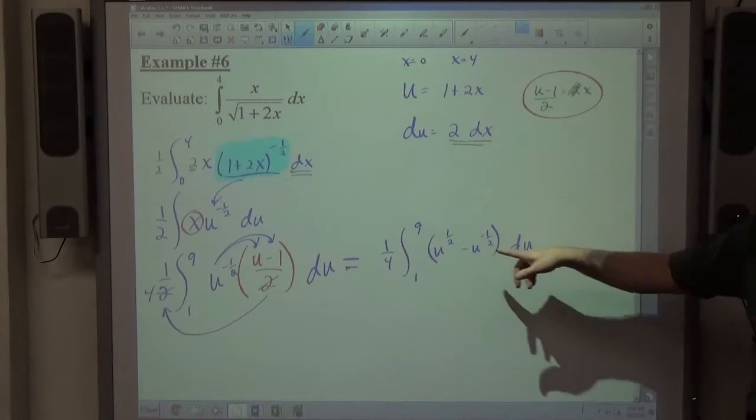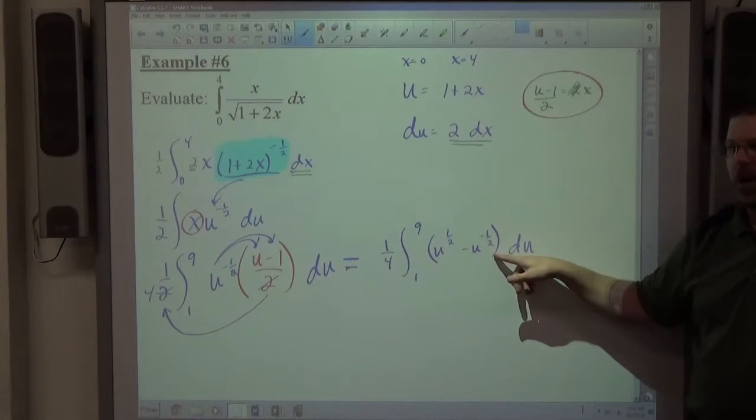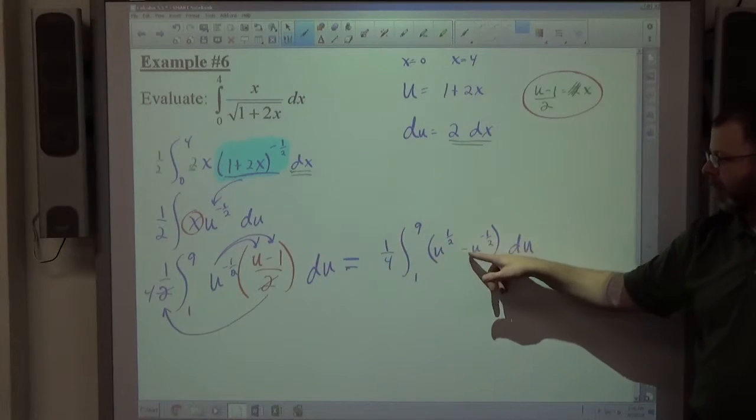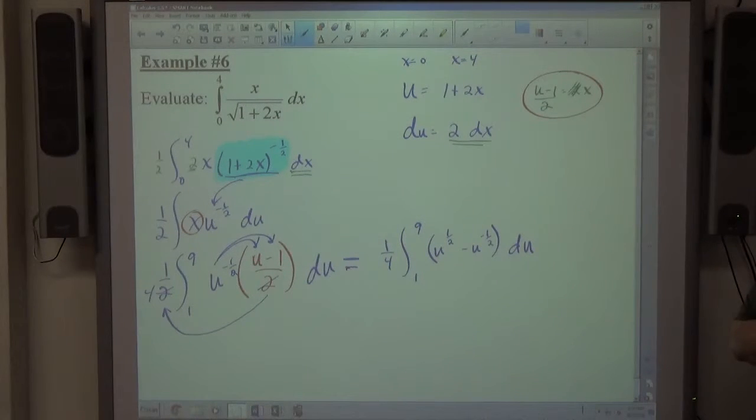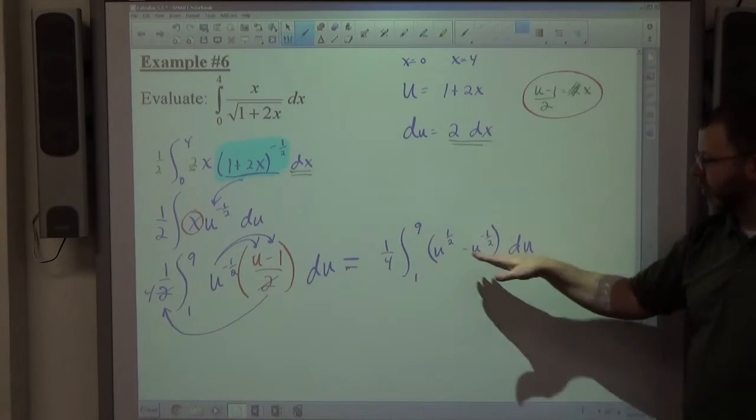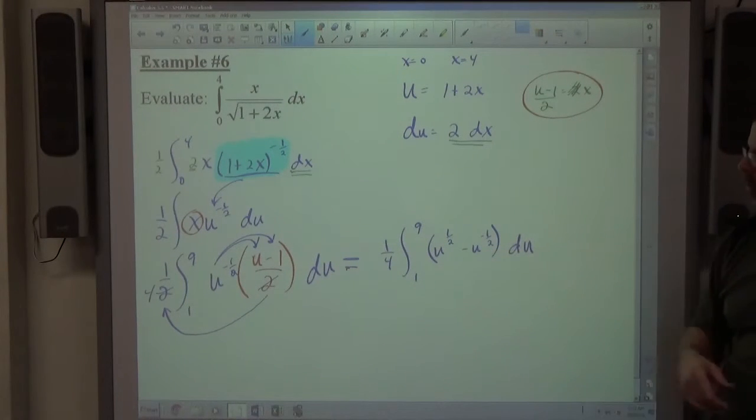And now if you take a look at what we have here, this is just a basic power structure. U to a power minus u to a power du. The only power that's illegal right now is the negative first power because we haven't learned that yet. It's possible to do it, we just haven't learned it yet. So as long as negative first power doesn't show up, it's workable at this point.